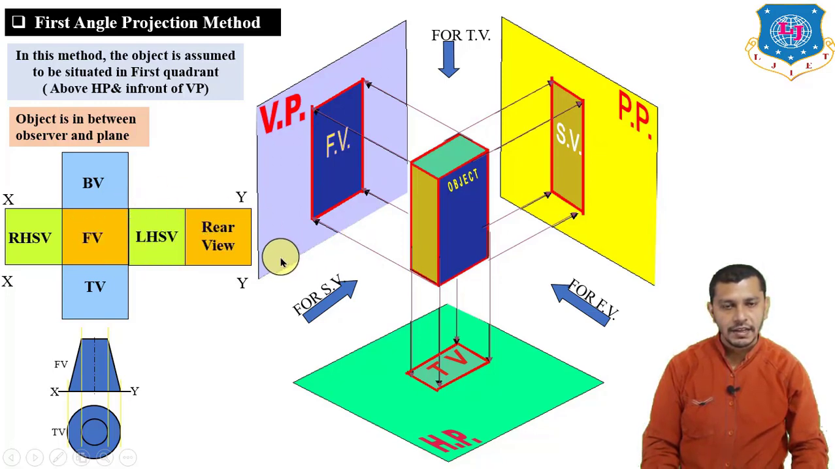So if we draw the right hand side view, we will get it on the left hand side of the front view. If we project the bottom view, it will be above the front view, and if we project the rear view, it will be over here.